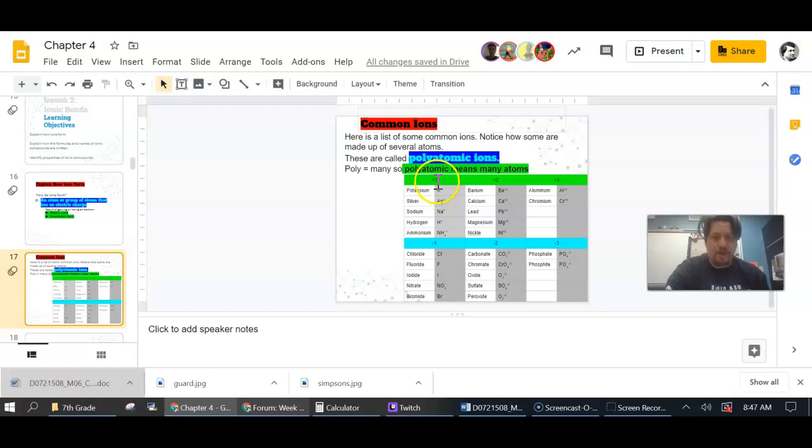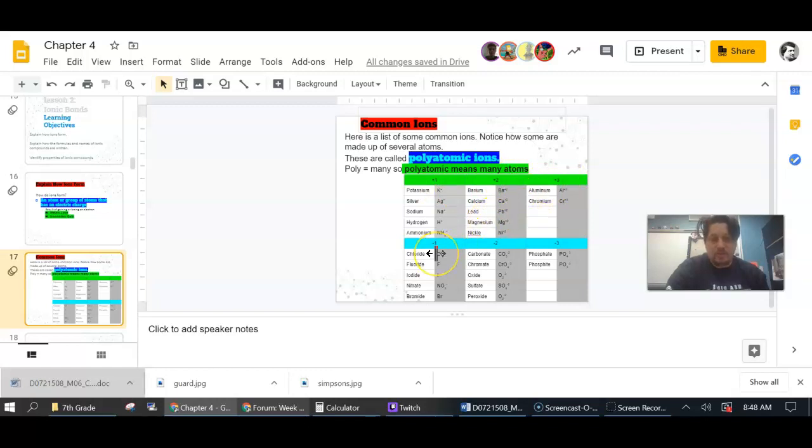Here we have some common positive 1 ions: potassium, silver, sodium, hydrogen, and ammonium. Notice ammonium is a polyatomic ion. It has 5 atoms in it. We move to 2. A lot of these are group 2 elements: barium, calcium, lead, that's a new one for us, magnesium, and nickel. That's also a transition metal, just like lead. And then the plus 3: aluminum, we just worked with, and chromium. That means they lose 1 electron, they lose 2 electrons, or they lose 3 electrons.